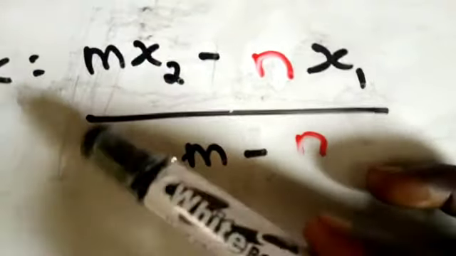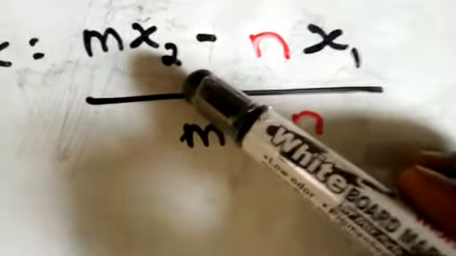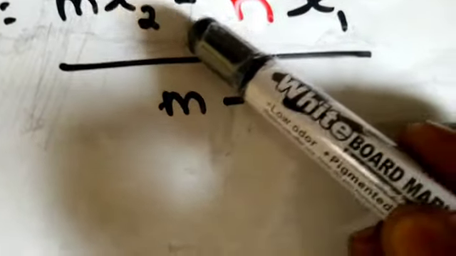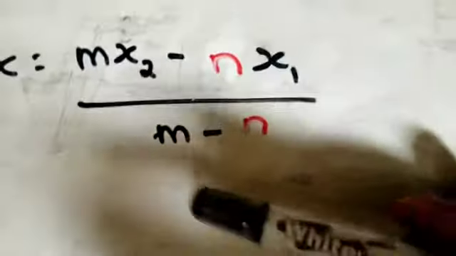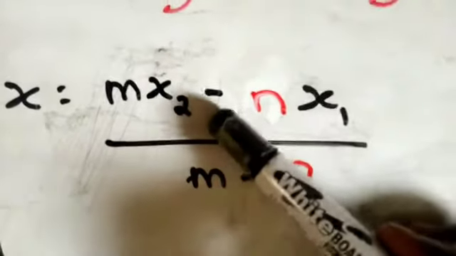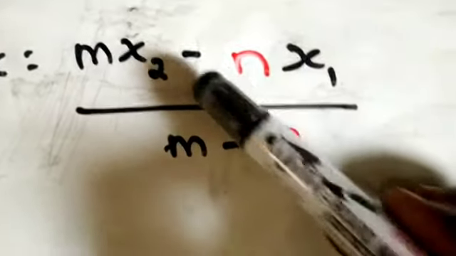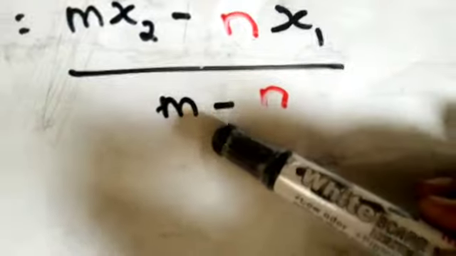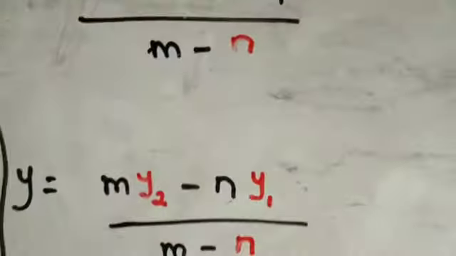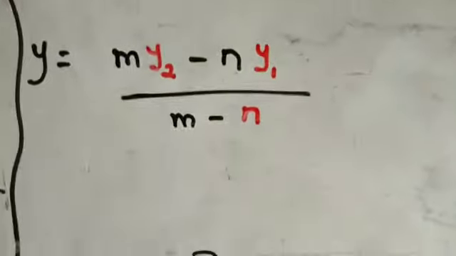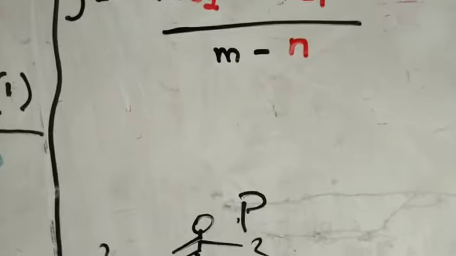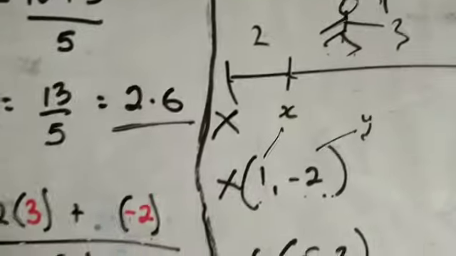The same method that you use in solving the internal division is the same approach you use in solving the external division. All that matters here is that the sign tends to be negative. So this is how simple it is to solve the internal and external division in coordinate geometry. Thank you for watching this.